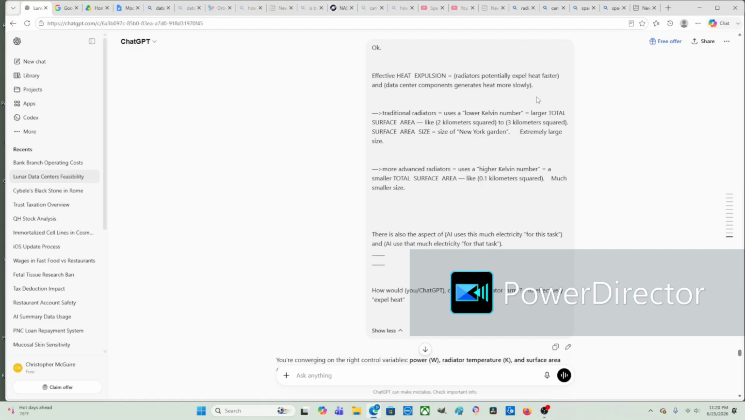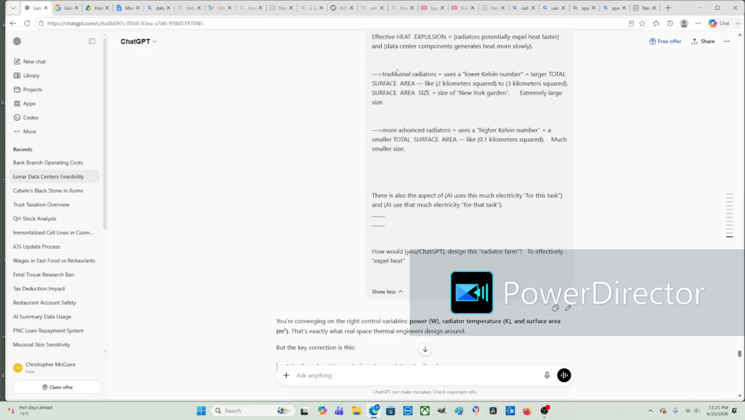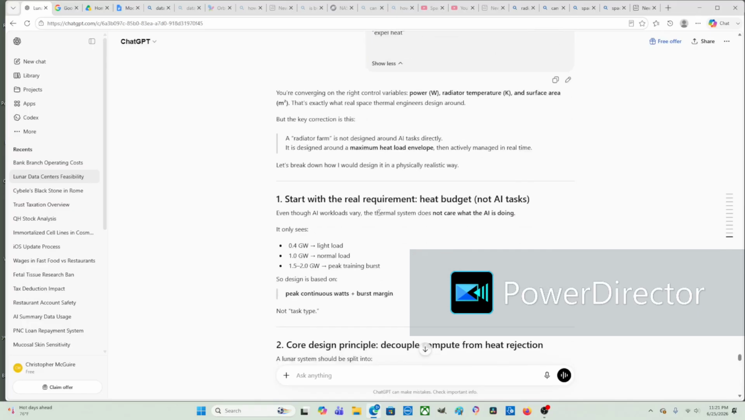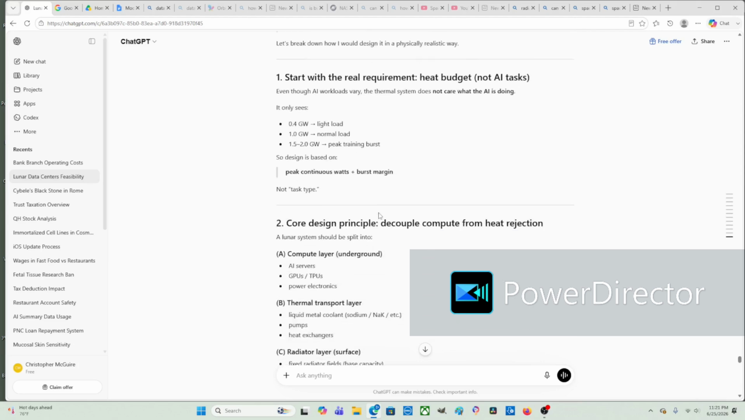And this is how it should look. Effective heat expulsion means radiators potentially expel heat faster, and the data center components generate heat more slowly. So data center heat slower, radiators expel heat faster. Heat expulsion is very effective. Equilibrium is reached, and even above equilibrium is reached. And you can read this if you want to.